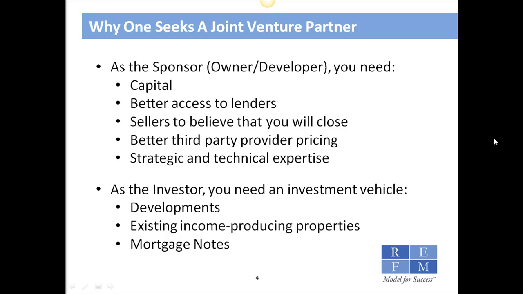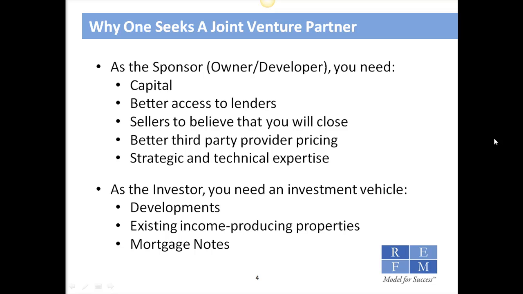advantage of this. Lastly, the investor will bring strategic and technical expertise and insights to the partnership, which will help the sponsor navigate the risks inherent in their business model. Investors seek a partner naturally because they are seeking an investment vehicle for their capital. This can come in the form of development projects, existing income-producing properties, or mortgage notes.